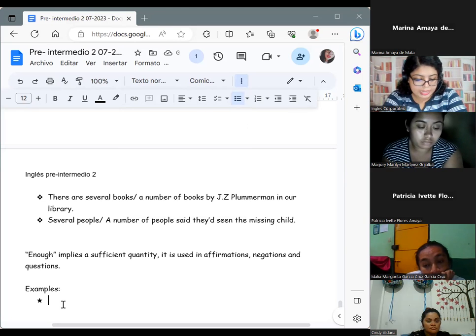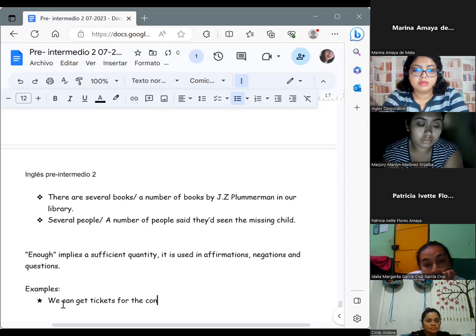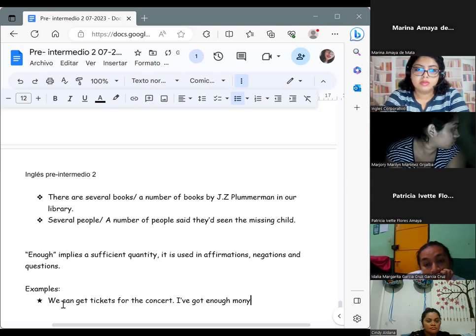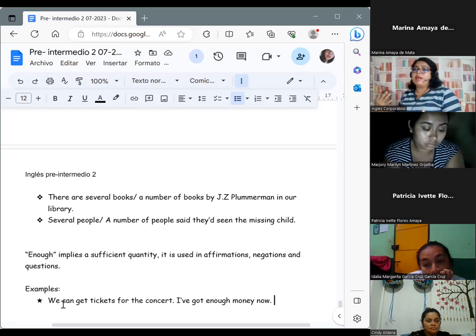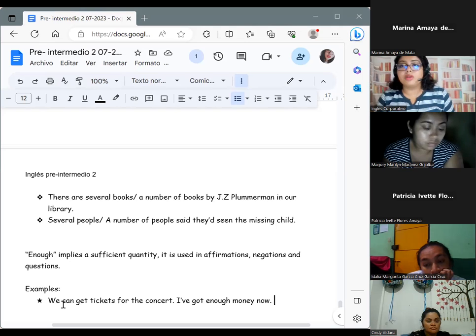And we have here, we can get tickets for the concert. I've got enough money now. Básicamente estamos diciendo, puedo obtener o puedo comprar los tiquetes para el concierto, tengo suficiente dinero. ¿A qué se refiere eso? A que tenemos la cantidad necesaria, incluso un poco más de lo que vamos a ocupar para comprar los tiquetes. I've got enough money now. Tenemos el dinero suficiente para poder comprarnos los tiquetes o las entradas.